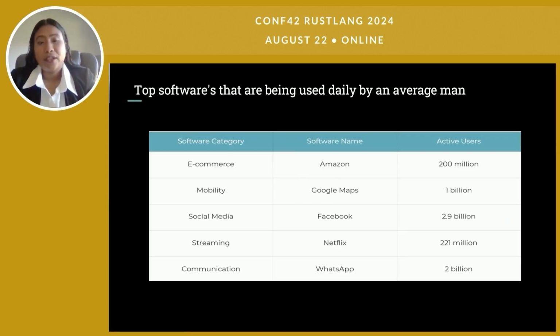In our day-to-day life, we use all of these categories. Every common man in this world uses these categories of software, such as e-commerce, mobility, social media, streaming, and communication. Amazon, for example, we use on a daily basis. It has 200 million users out of 8 billion people in the world. Google Maps, 1 billion people are using it. Facebook, almost 3 billion people are using it daily. That means almost half of the world. And Netflix, WhatsApp too. Without these softwares, there is no daily life nowadays.